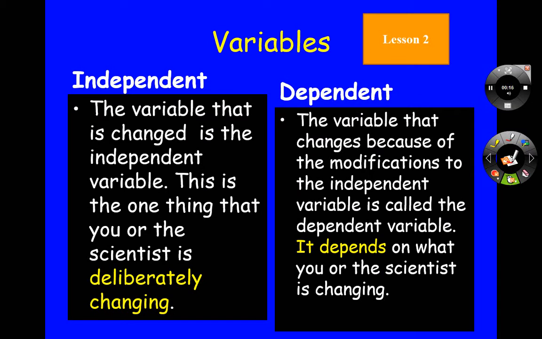Alright, lesson number 2: independent and dependent variables. An independent variable is a variable that is changed. This is the thing that you, the scientist, are deliberately changing. The dependent variable changes because of the modifications you made. You changed something else, so it depends on what you did.